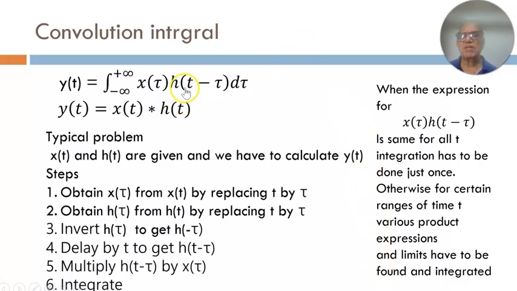Basically what we are doing is, we got h(tau), we inverted it, then for various values of time, your delay you keep on changing. So you are essentially sliding this function past this function and evaluating the integral of the product. That is what we are doing. This sounds complicated, but when we solve examples, it will become clearer.